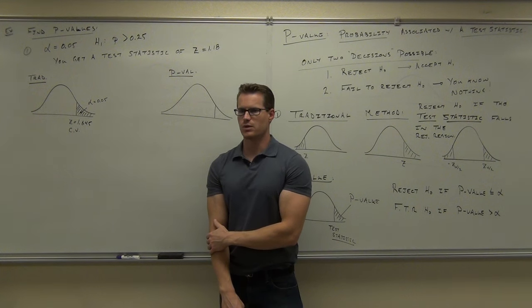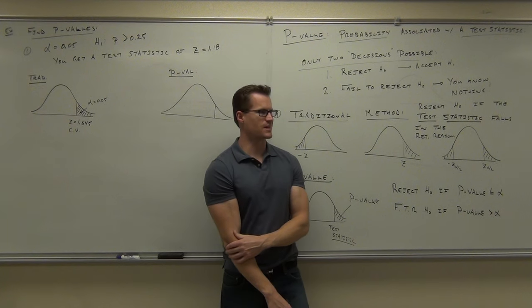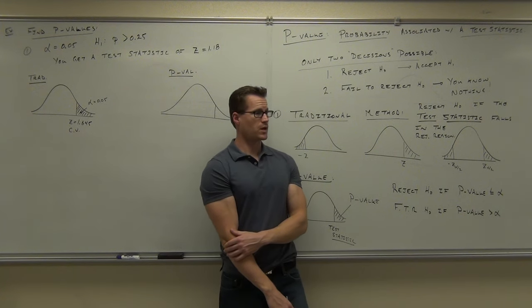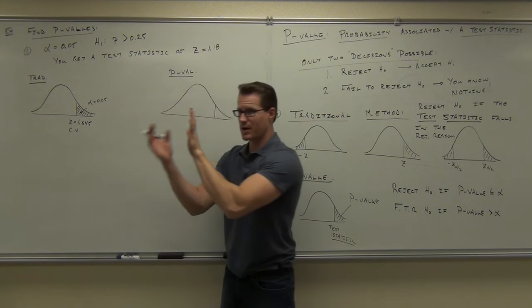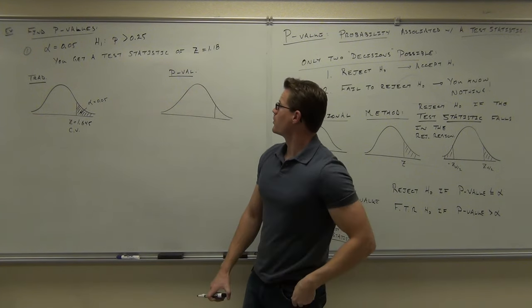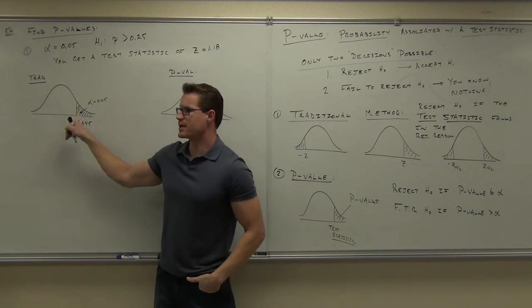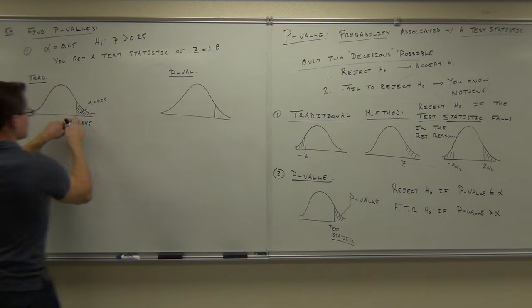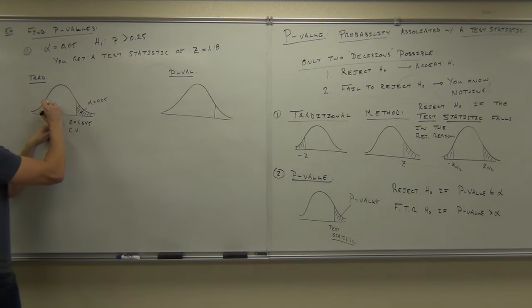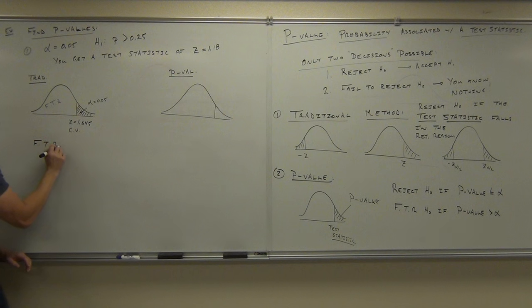Now you would compare your test statistic. What's the test statistic in this case? 1.18. Great. You're comparing two z's here. Compare 1.18 to your picture now. Is it in the rejection region or the fail to reject region? 1.18 is over here. That's the fail to reject. So your decision would be fail to reject H sub 0.